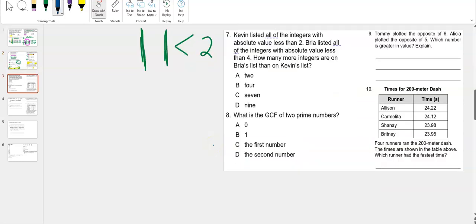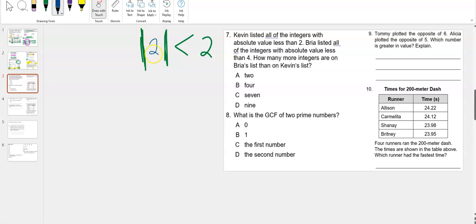All right, on number 7, Kevin lists all of the integers with absolute values less than 2, and Bria lists all of the integers with absolute values less than 4. We want to know how many more integers are on Bria's list than on Kevin's list. So remember, absolute value is its distance from 0. Absolute value is always positive. So whatever number I put in this absolute value sign, the answer is always going to be positive.